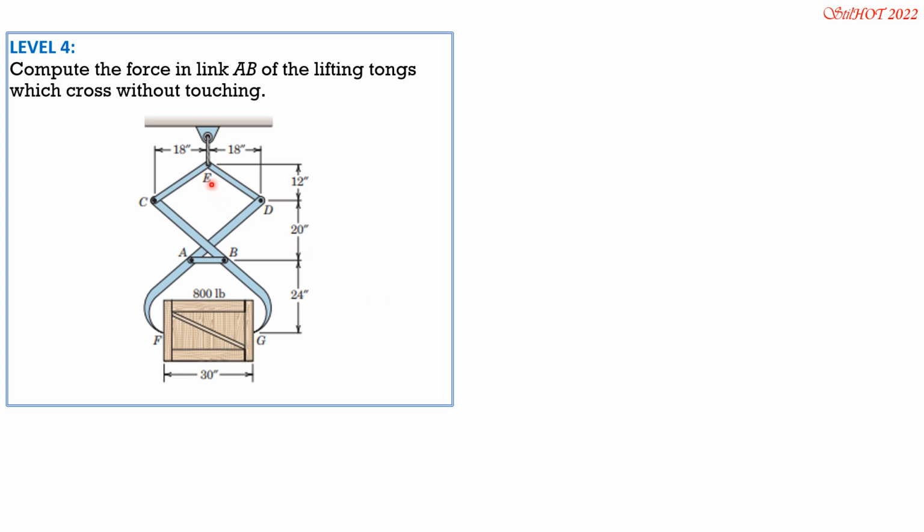So FBD of this joint E first. The angle that CE or DE makes with horizontal is arctan of 12 over 18. And we have 800 tension, then FCE, FDE. Take note these two are equal by symmetry. And the angle here is arctan of 12 over 18. That's 33.69 degrees.